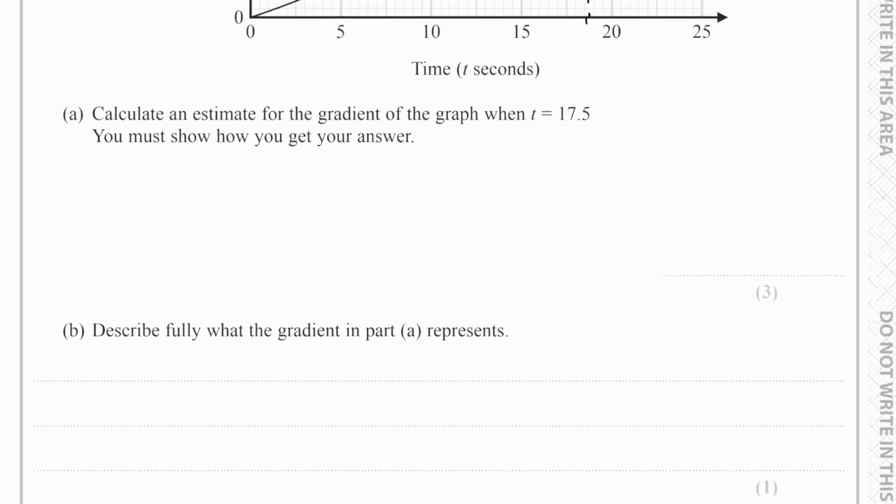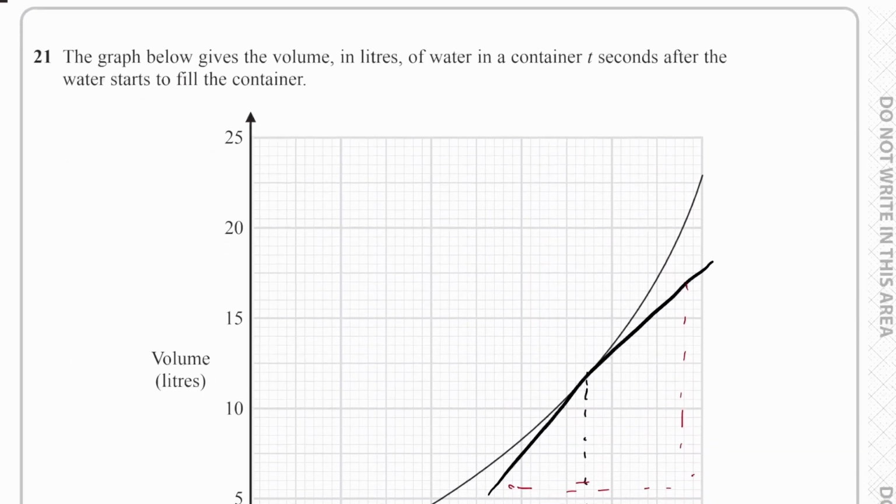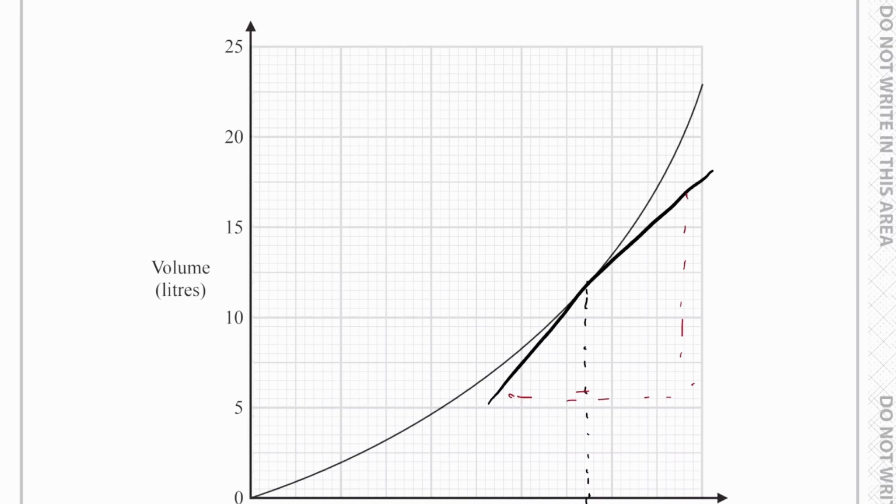Describe fully what the gradient in part A represents. So let's look at the question. The question is telling us the graph below gives the volume in liters of water in a container t seconds after the water starts to fill the container. So it's filling a container, and the gradient is telling us, if you think about the units, it would be liters per second.